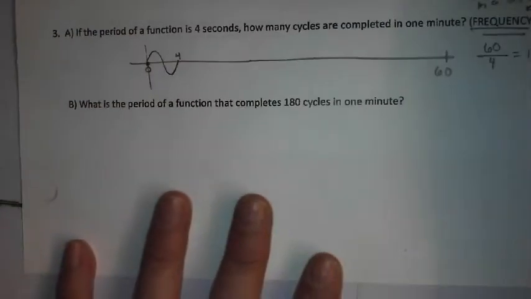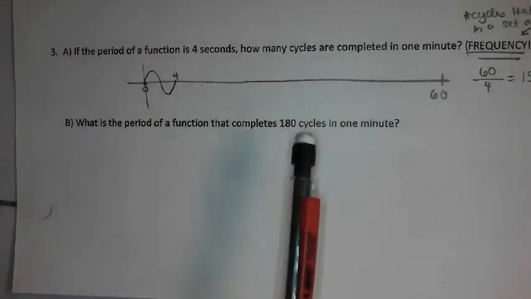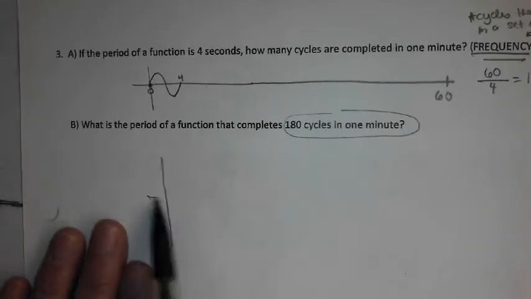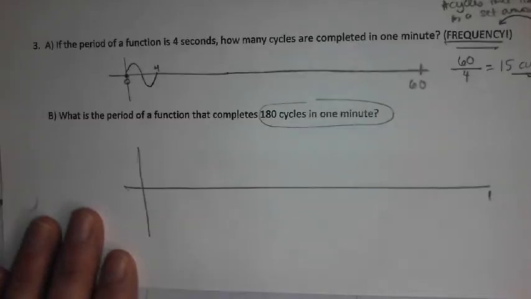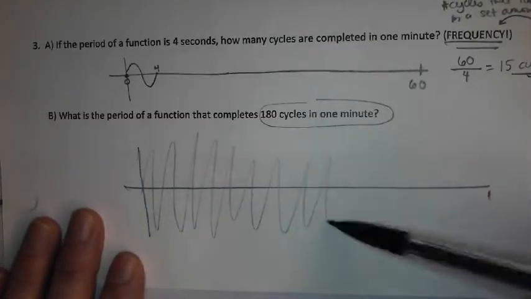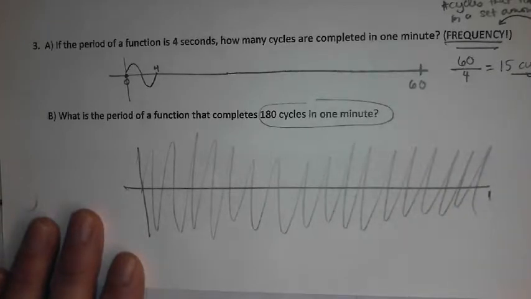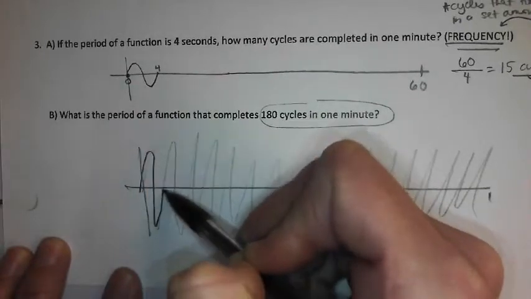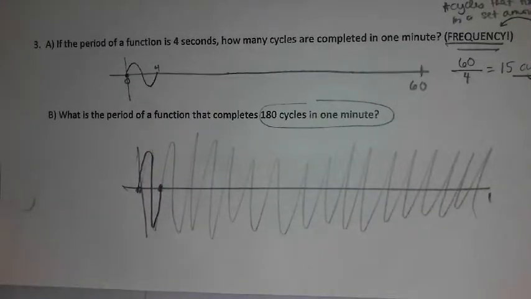Now let's think backwards. Something is completing 180 cycles in 1 minute. There's my 1 minute. It's going to do 180 of these, right? So how long did just one of them take? What do you think? 1/3 of a second. Correct. So what's our formula?